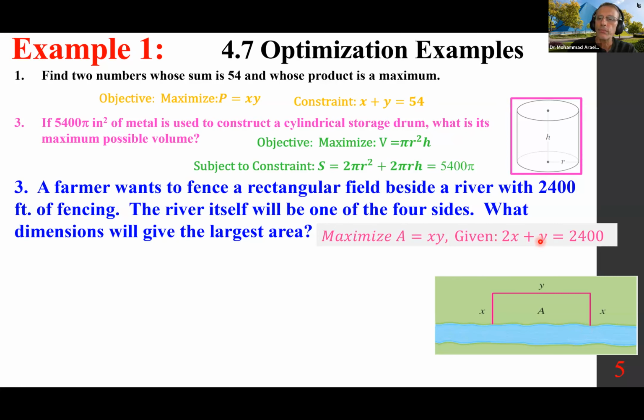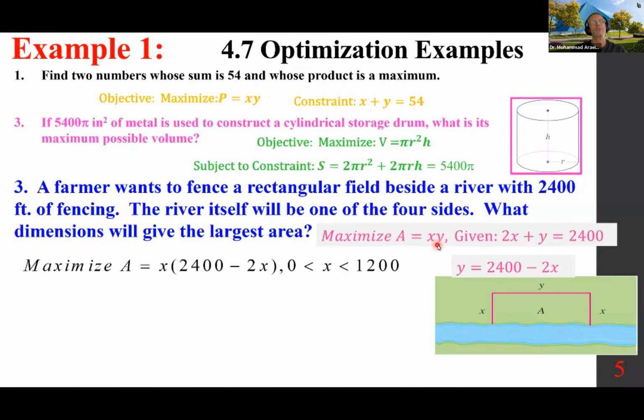So we solve for y. We put it into this function. This function is a function of two variables, x and y. Now it becomes a function of one variable. And the reason x is between 0 and 1200: number one, x represents a dimension, so it must be positive. Number two, if you set this parenthesis equal to 0, it gives you 1200. When x is 1200, this becomes 0, so it can't be 1200. And if it's larger than that, it becomes negative. So you have an open interval of 0 to 1200.